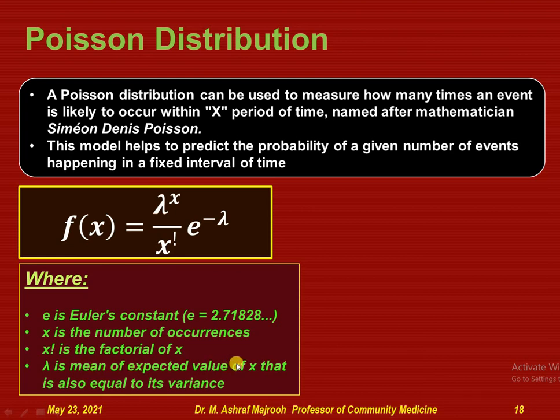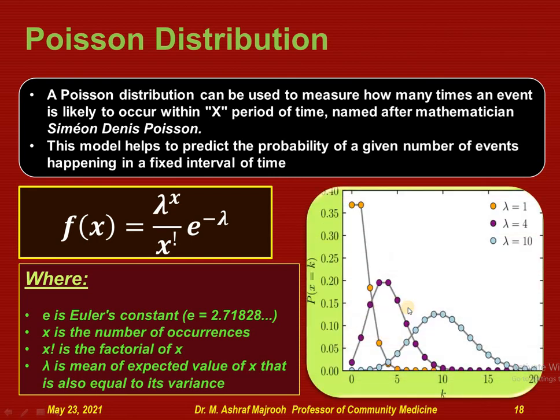Lambda is the mean expected value of x that is also equal to its variance. So if we observe, if the expected value or the samples are increased, then the shape of the Poisson distribution will be similar to the binomial and normal distributions. So these are the properties of Poisson distribution.